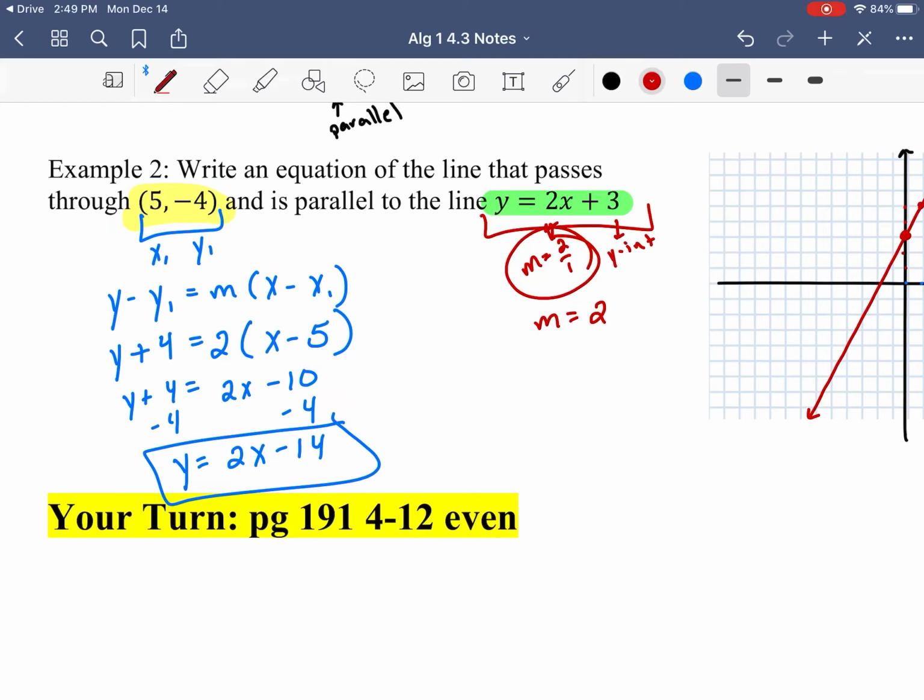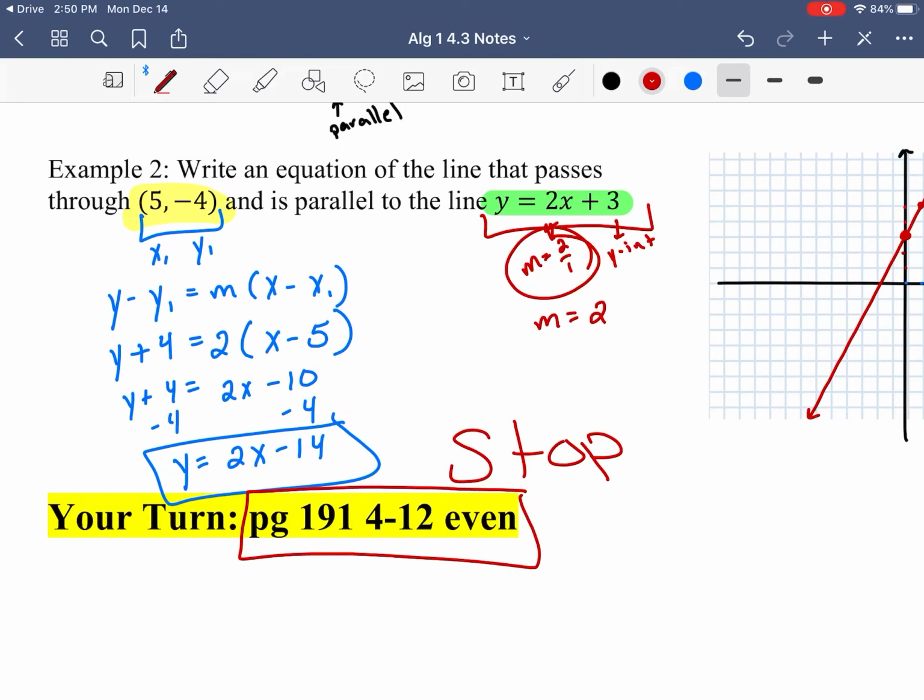Okay, so now stop. I want you to pause the video and go and do these problems. Page 191, 4 through 12 even. Okay, so stop, go and do those problems.